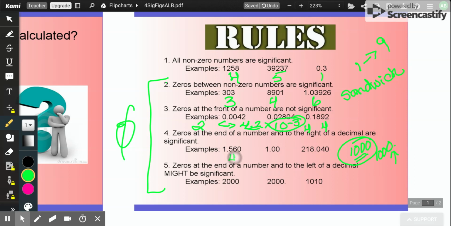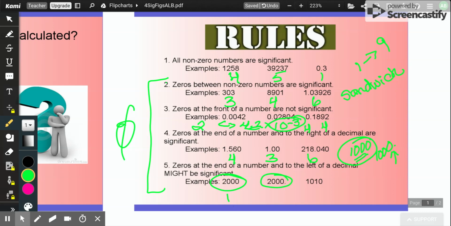This one has 4 sig figs. This one has 3 sig figs. And this one has 1, 2, 3, 4, 5, 6 sig figs. Zeros at the end of a number and to the left of a decimal place might be significant. So again, this is an estimated crowd size of about 2,000. That means that has 1 sig fig because it's estimated.